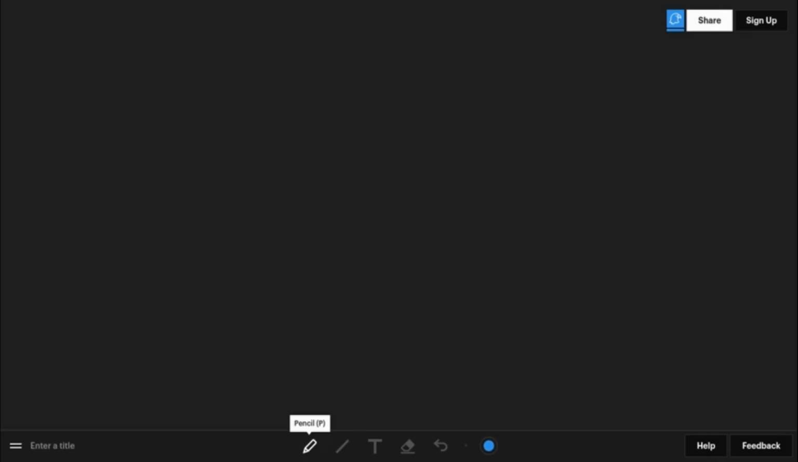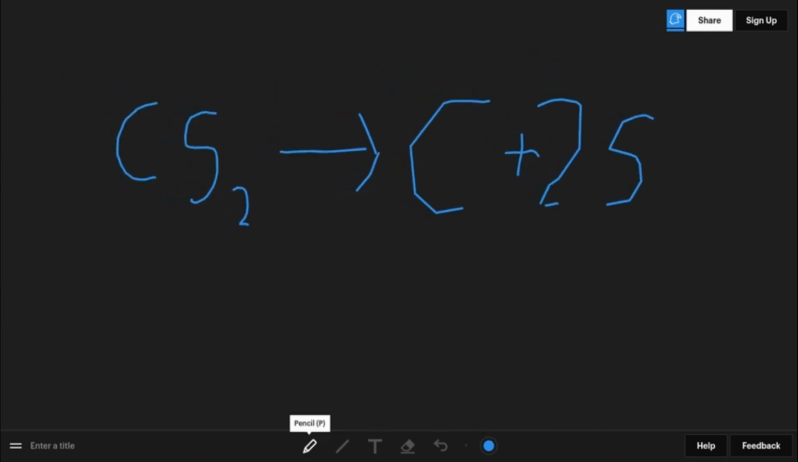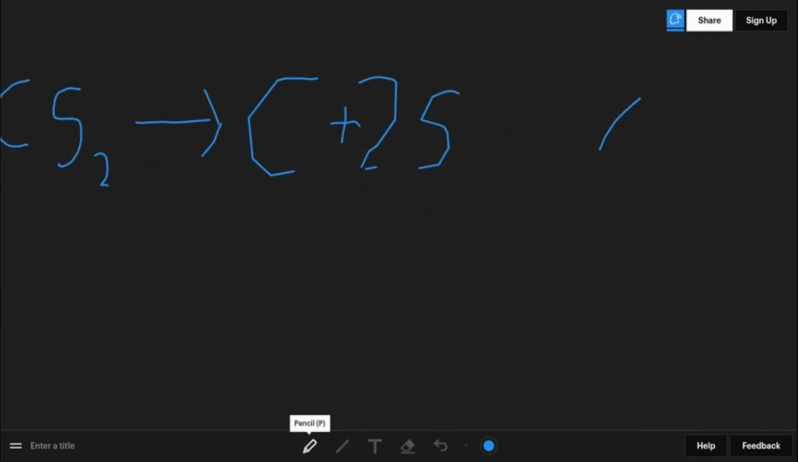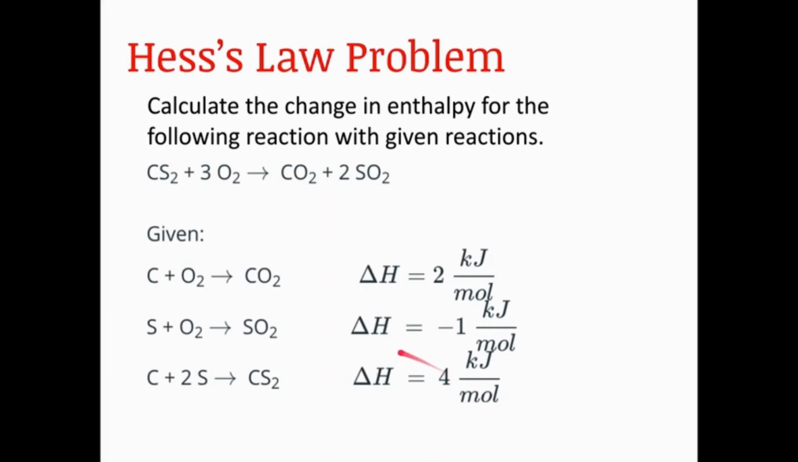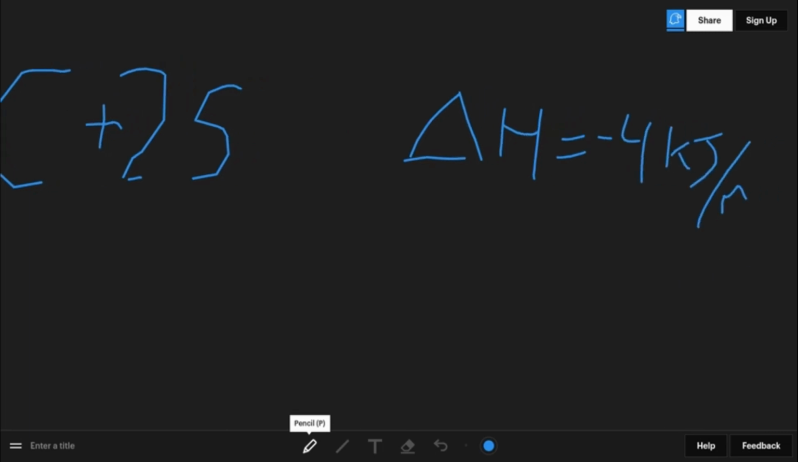So that means over here, change in H equals negative 4 kilojoules a mole.